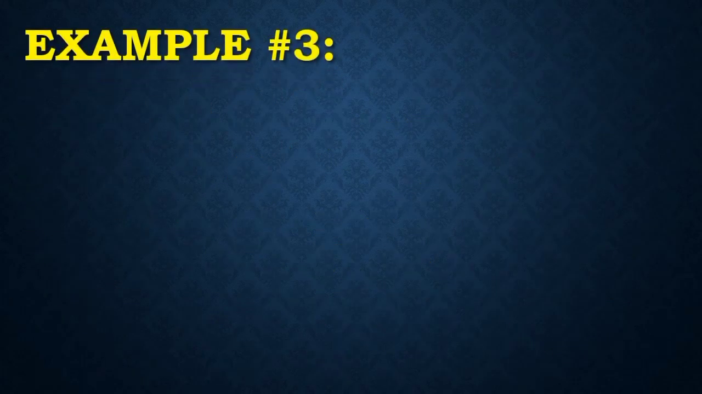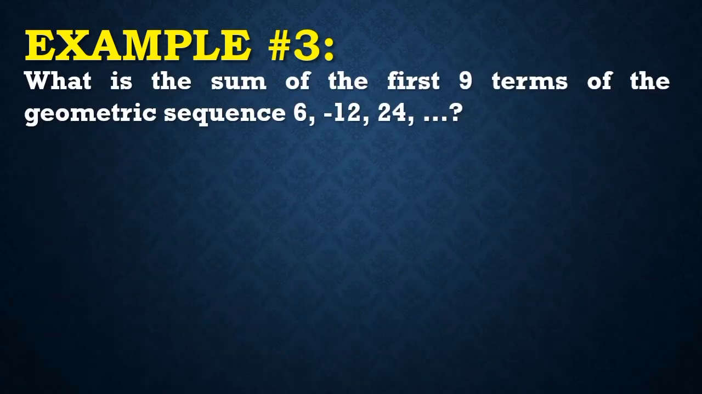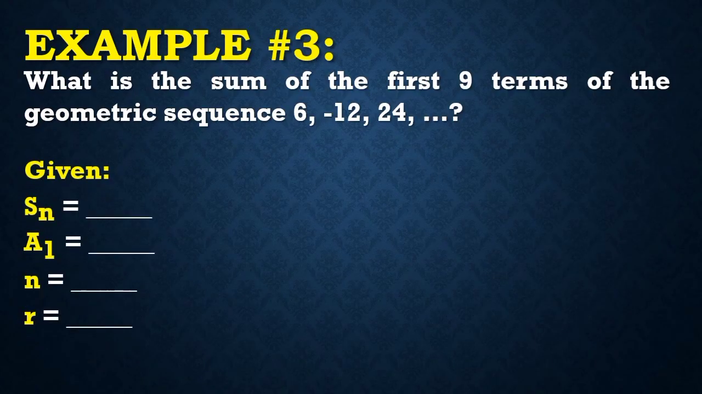Next, for example number 3 naman, what is the sum of the first 9 terms of the geometric sequence 6, negative 12, 24 up to the 9 terms? So let's identify the given. So S sub n is the unknown. A sub 1 is 6. N is 9. And then the common ratio. So dividing the second term by the first term, negative 12 divided by 6, that is negative 2. So the common ratio is negative 2. And then we apply the formula.